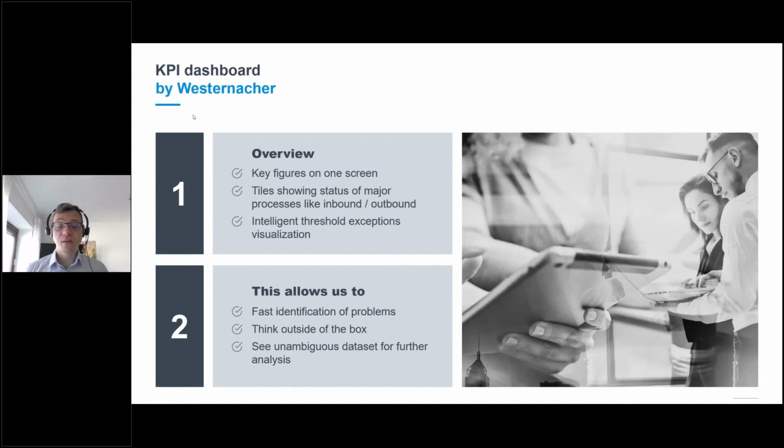And by using intelligent thresholds that work like a traffic light system, you will directly see if you have any issues or not. So your identification of problems is basically in real time. This is something that you have not had so far, because you've either had past data, so outdated data. Now you have real-time data. In the split second that you look at your screen, you see what is currently going on in your yard.